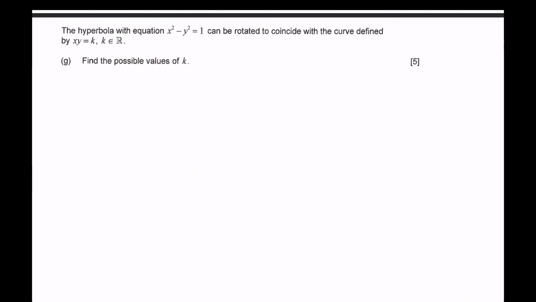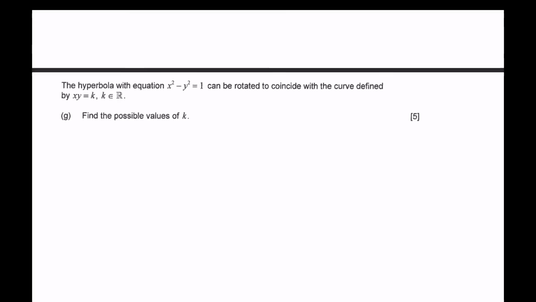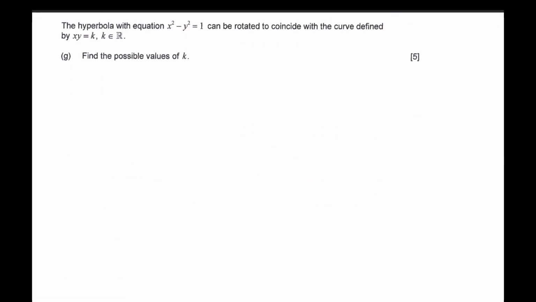Now moving on to the next part. The hyperbola with equation x square minus y square equals 1 can be rotated to coincide with the curve defined by xy equals k. So we have to find the possible values of k. Now thing is, this is a hyperbola, of course, and we just found out how the curve will look like. Now xy equals k is also a hyperbola, and here what would be the asymptotes? For xy equals k, the asymptotes will be x equals 0 and y equals 0.